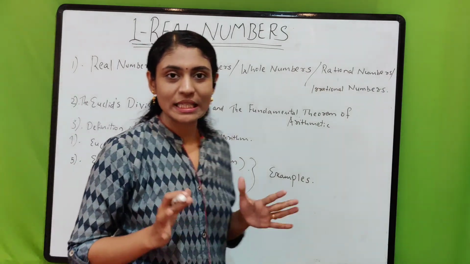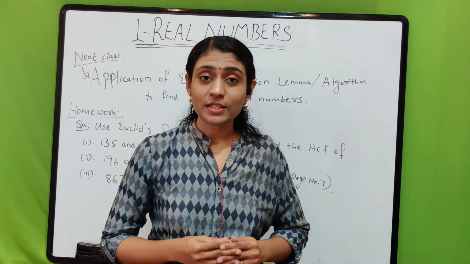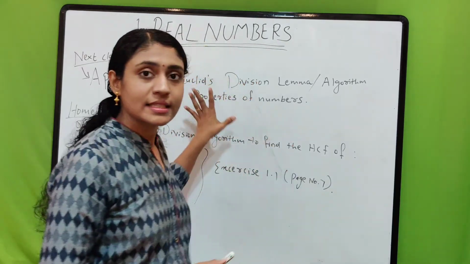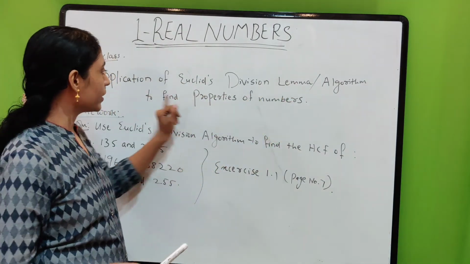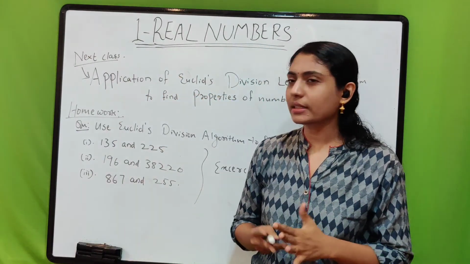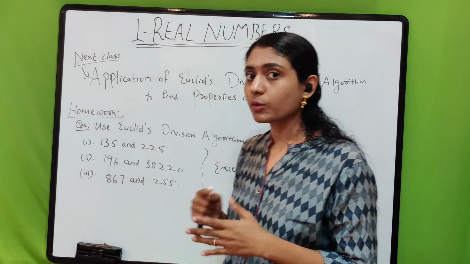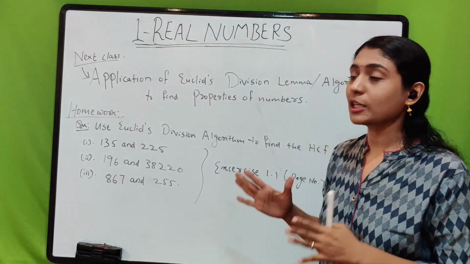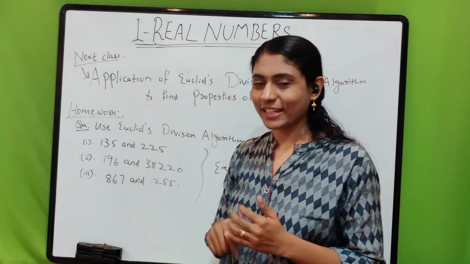Hope you understood these concepts, these terms very well. So that's all for today's class. In the next class, we will be discussing application of Euclid's division lemma or algorithm to find properties of numbers. I already told you that it is used to find the HCF of two positive integers, and this Euclid's division lemma or algorithm can also be used to find properties of numbers that we will discuss in the next class.